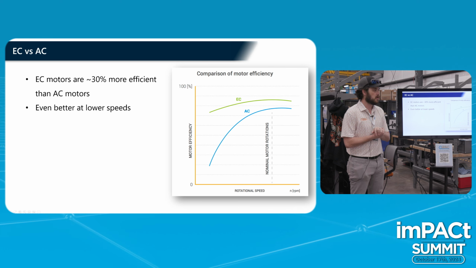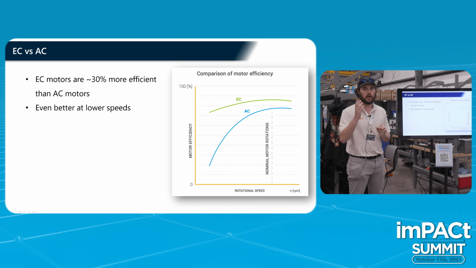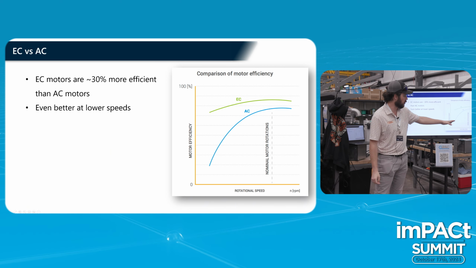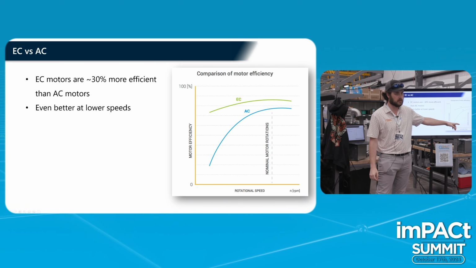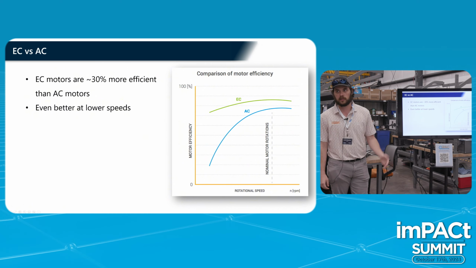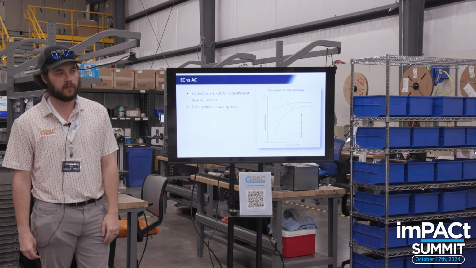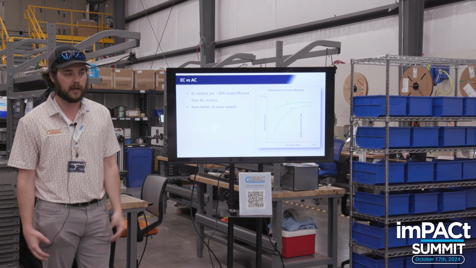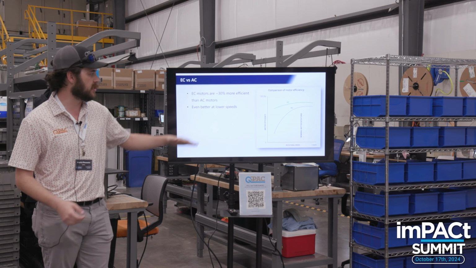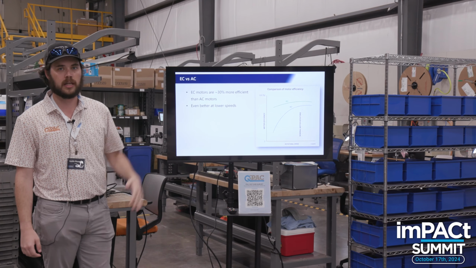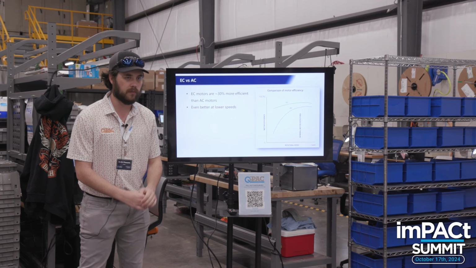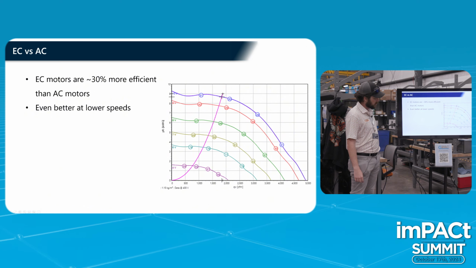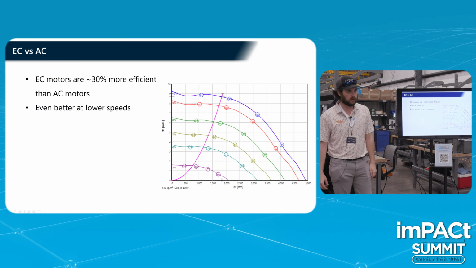I can't remember who was talking earlier, I think it was John, talking about the AC motors and the turn down. This blue line here, when you turn the AC motor down from its nominal rotational speed, the efficiency is going to plummet. It's really going to drop off quite a bit when you're turning down away from that maximum speed. EC motors, that green line, are going to stay right about that same efficiency throughout the full operating range of speeds.